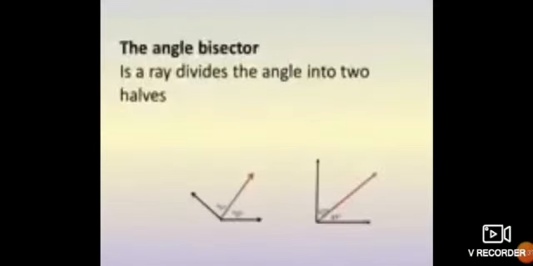The angle bisector. Angle bisector is a ray that divides the angle into two halves. This red colored ray divides the angle into two equal parts. This is a right angle. Its measure is 90 degrees. This ray divides it into 45 and 45 degrees also.